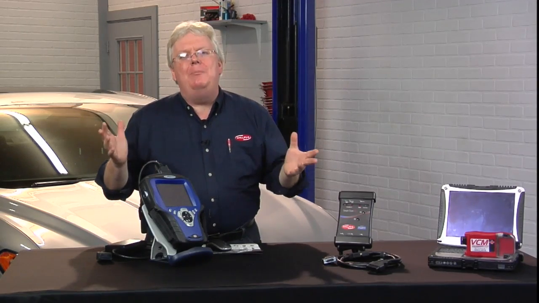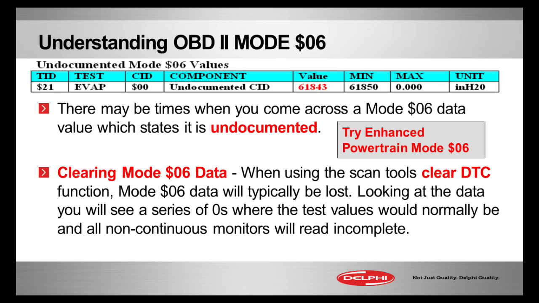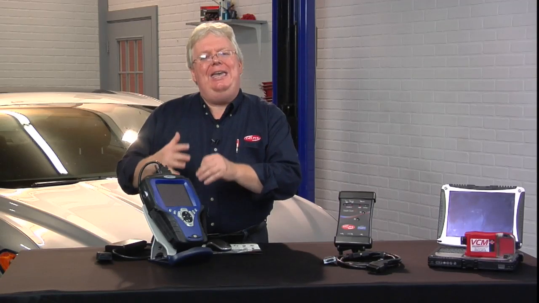So clearing codes is the way you reset and get new mode 6 data, but you've got to run those monitors first in order to get past the zeros, the improbable numbers, or the default numbers like an exact spec and the values mimicking that. So those are things you got to make sure you do. Also, as I mentioned before, OEM enhanced powertrain is where you try to get mode 6 data first. Sometimes it doesn't always come up there, but if you can, go there.